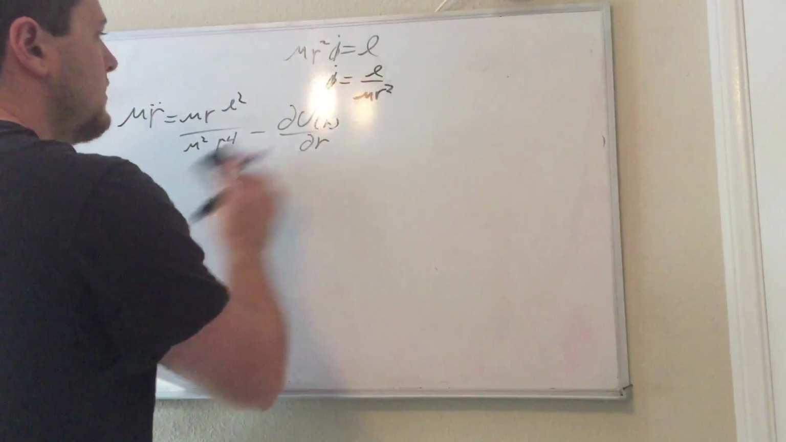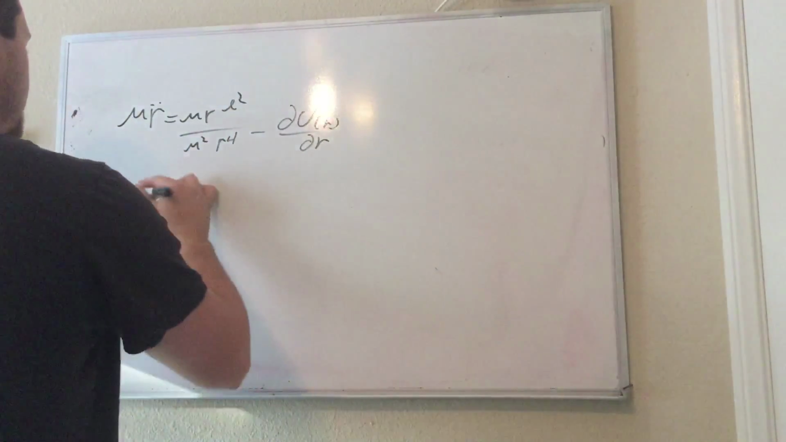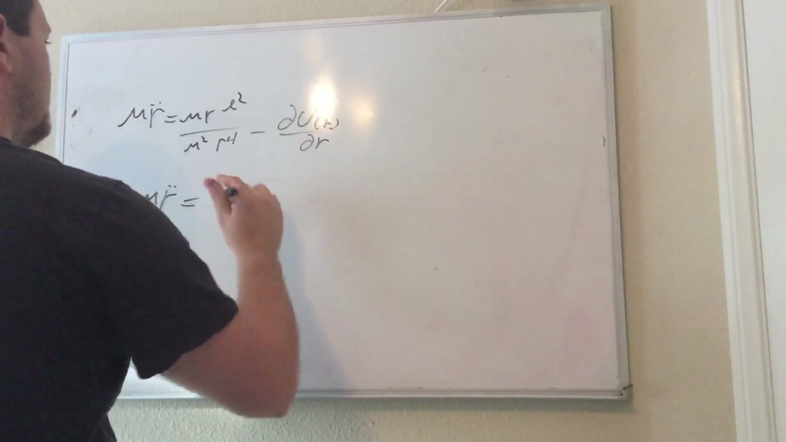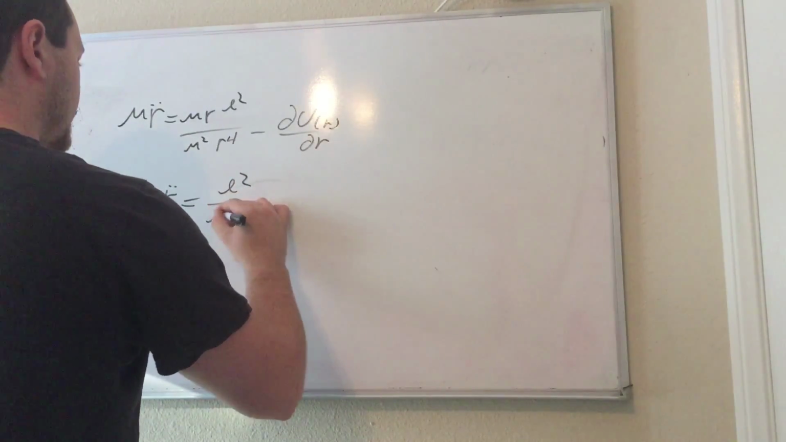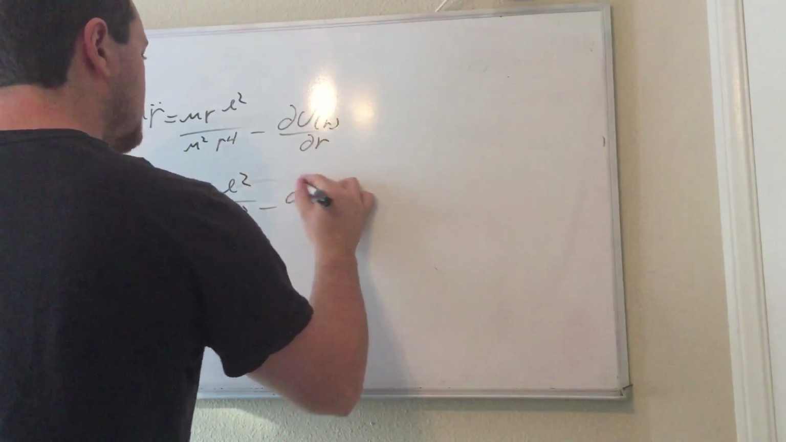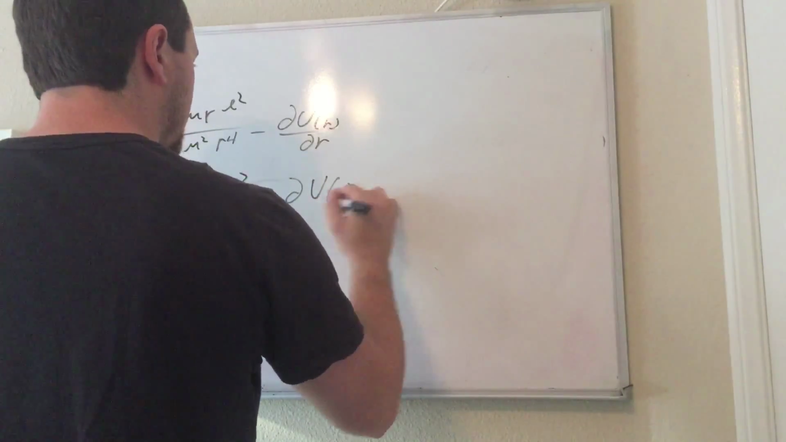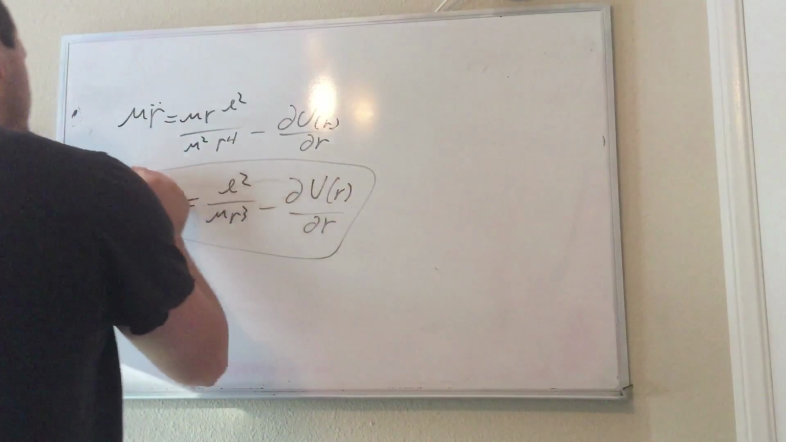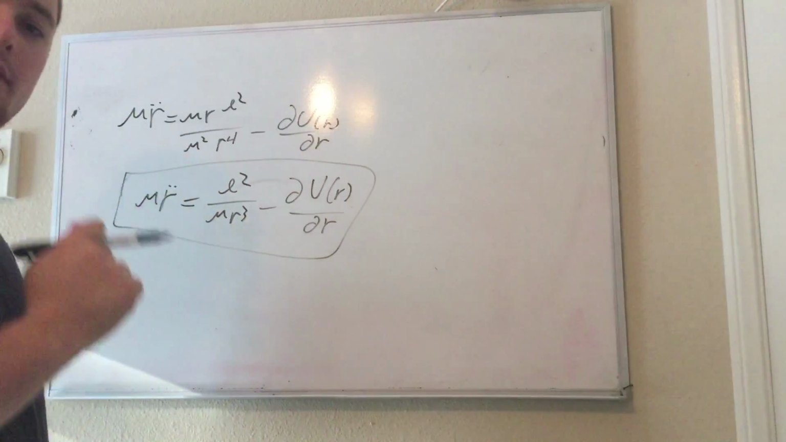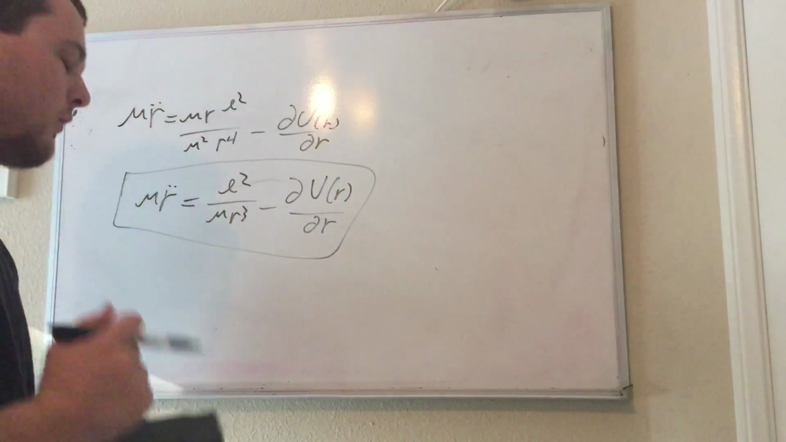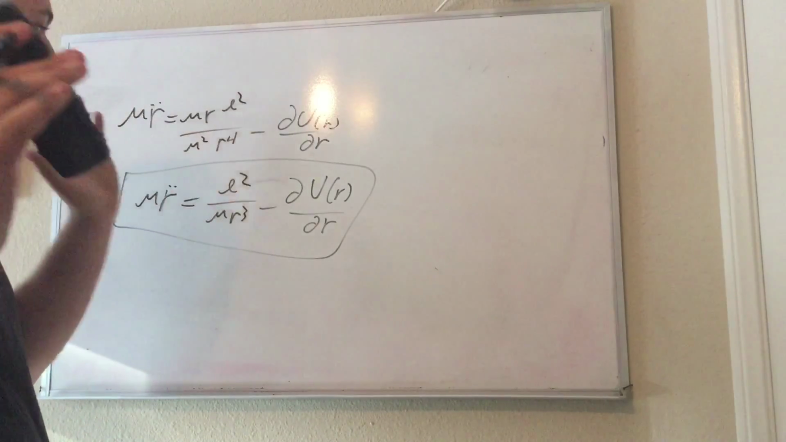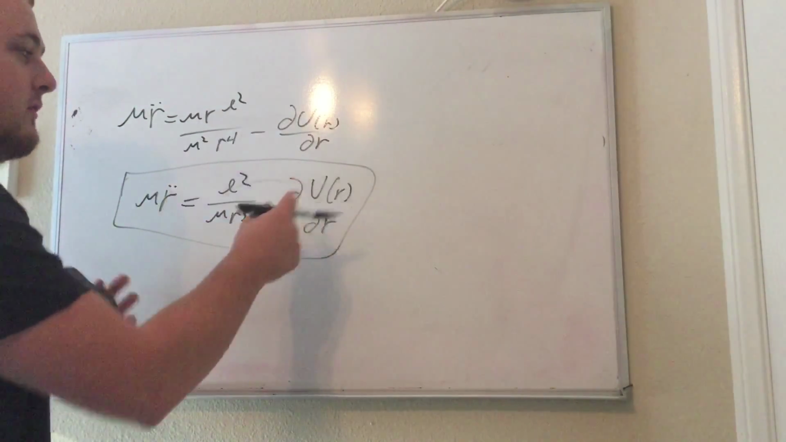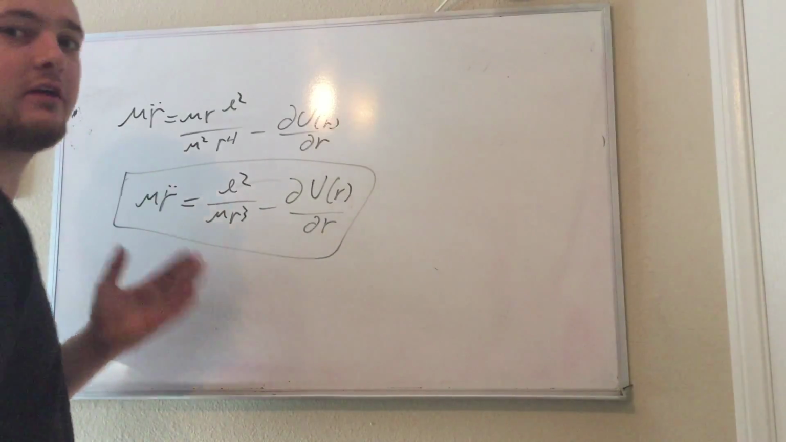Okay. One last step of clarification. This says mu r double dot equals L squared over mu r cubed minus partial U of r with respect to r. This is the differential equation that will solve for all of our modes or our elliptic orbits or anything we want, given a potential. So now we have to go back through and define a potential, and that can be seen in a later exercise. Thank you.